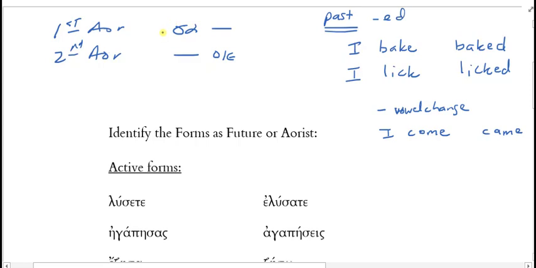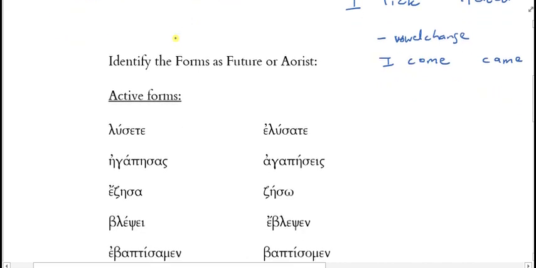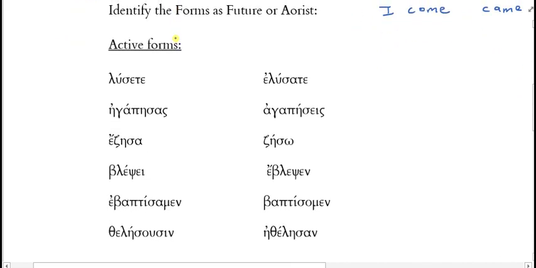Now, when we use the tense formative sigma alpha, we're using a tense formative that's very similar to another tense formative you've already learned, and that is the future tense formative sigma, right? So you have to be careful and make sure that you can tell the difference between future forms and first aorist forms. And so this little handout is designed to help you practice that. So just take it out. We're going to do it together here in class.